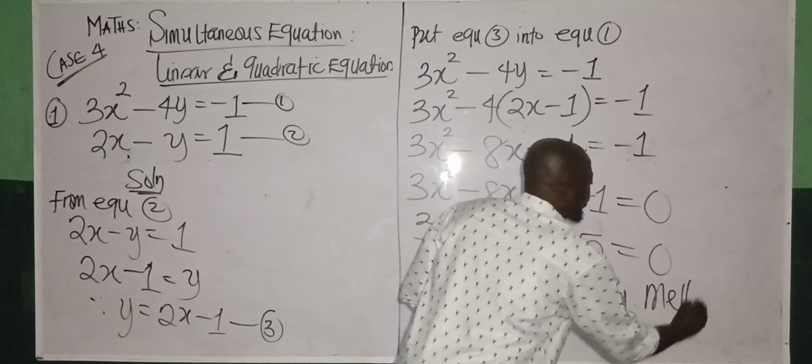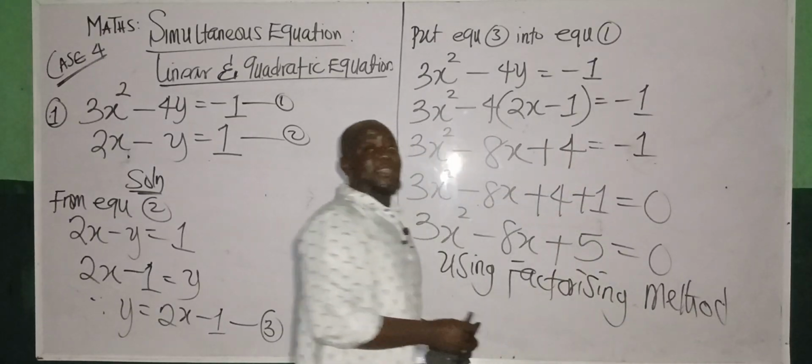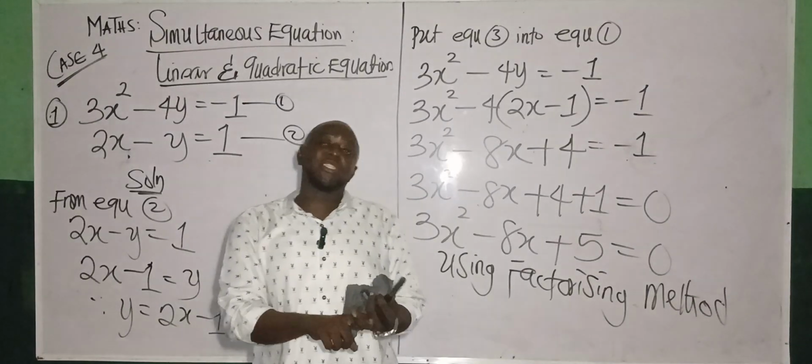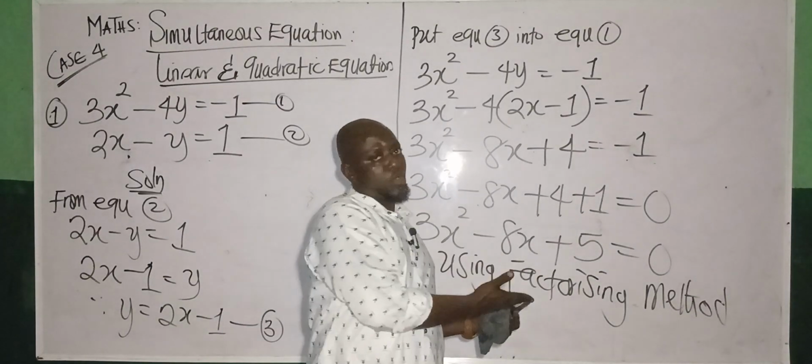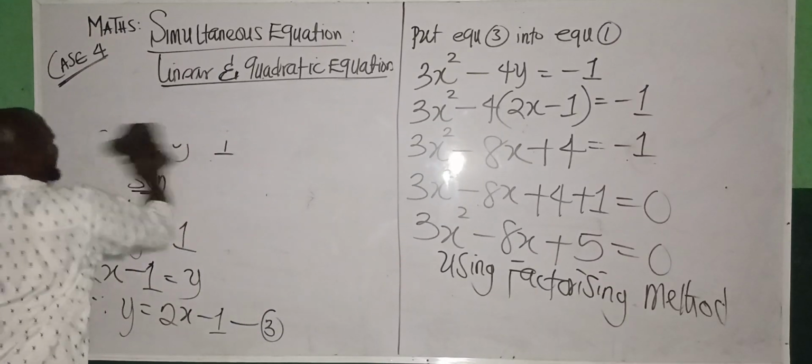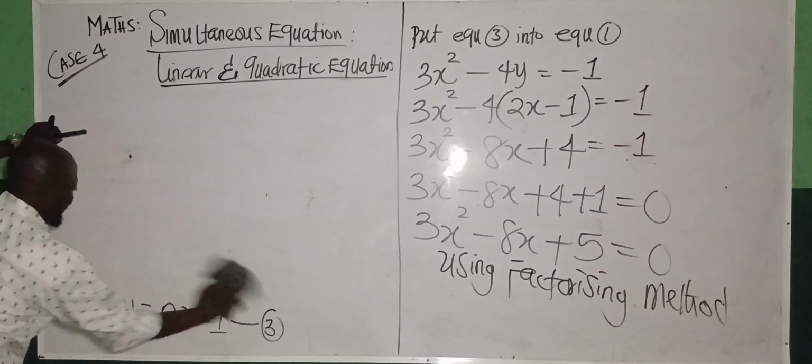You can decide to use any of the methods. You can decide to use the quadratic formula method, the completing the square method, or the factorization method. They are all the same. They will give you the same answer. So they are all the same thing, please.